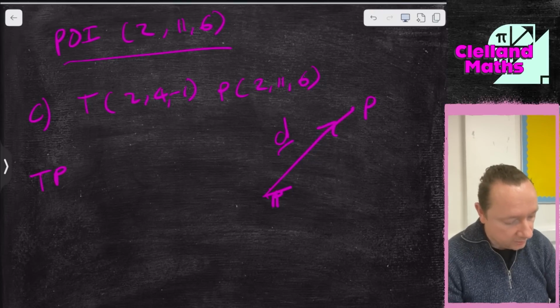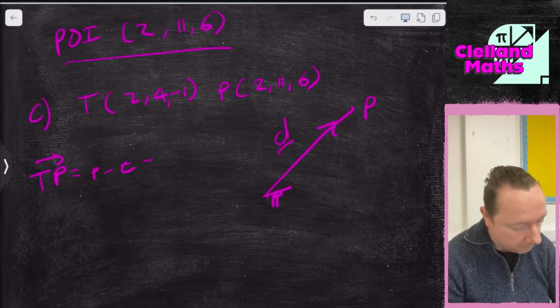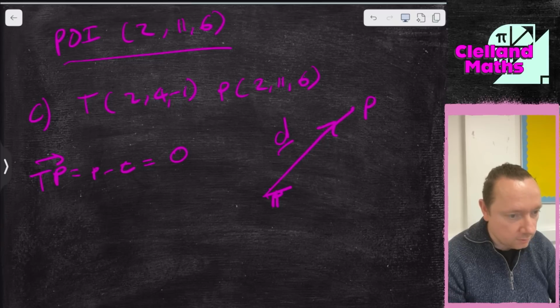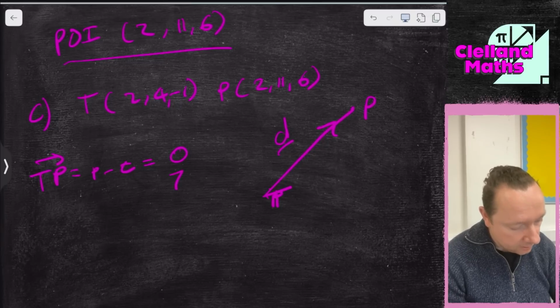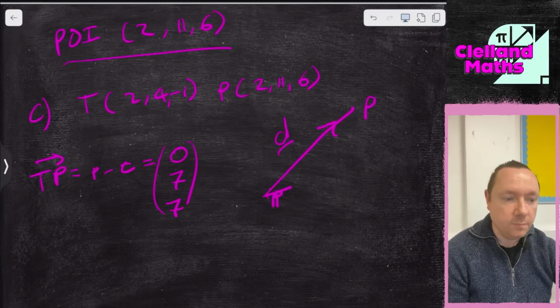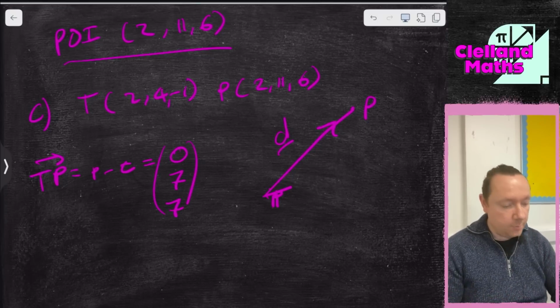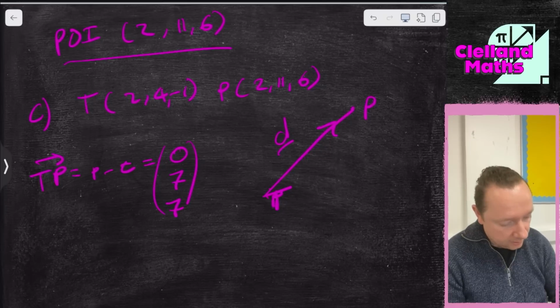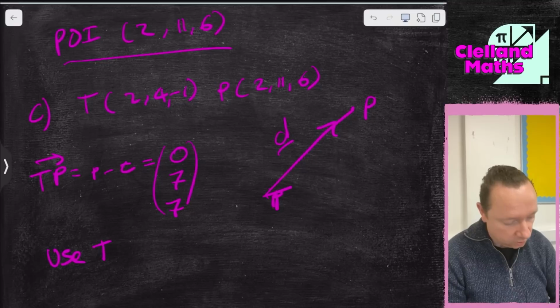So looking at the vector T to P, that is P minus T. 2 minus 2 is 0. 11 minus 4 is 7. And 6 minus minus 1 is also 7. So there's our direction vector. Then just use any point you want. So I'll just use point T. If you use point P, you'll get a different answer, but it's not unique. So use T as 2, 4, and minus 1.